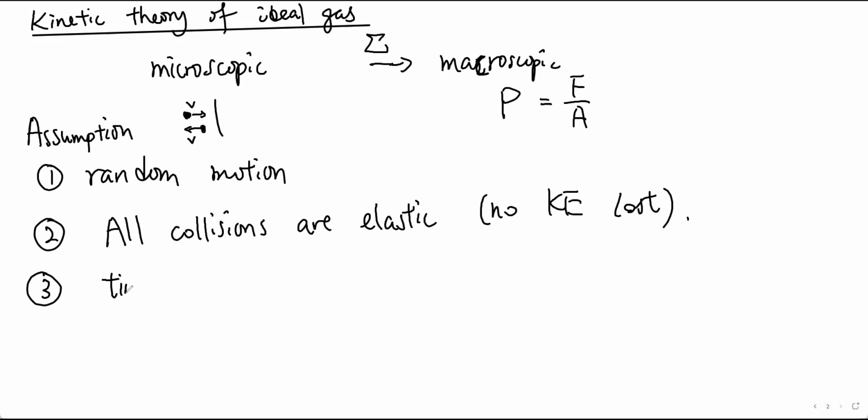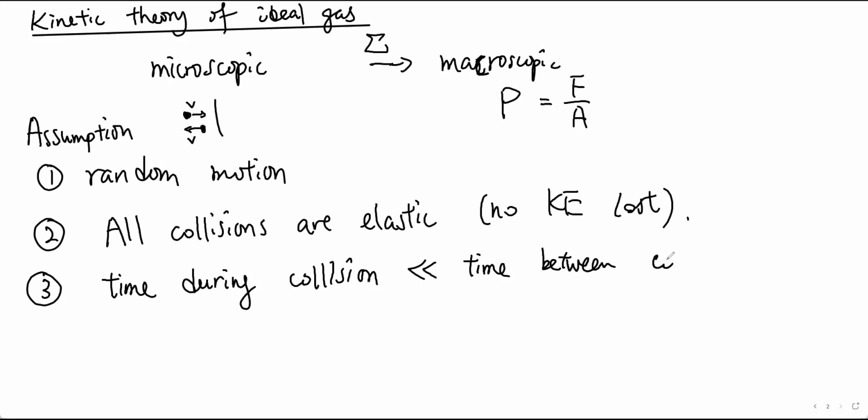The third one: the time during collision is much less than the time between collisions. I need to explain it. What does it mean by during collision? It's when the gas molecule is touching, kissing the wall. That is the time during collision. But time between collisions means you're measuring the time between the first kiss and the second kiss.